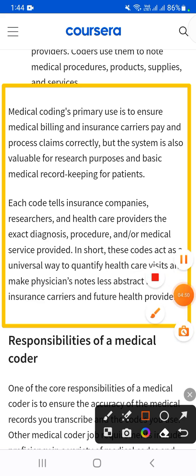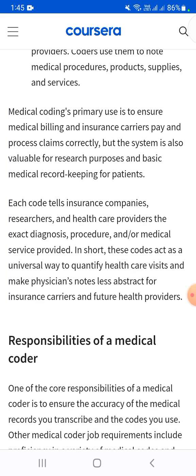That was all about medical coding, and we discussed here the three types of coding that are very famous in the world and recognized by the World Health Organization. That was all about it.